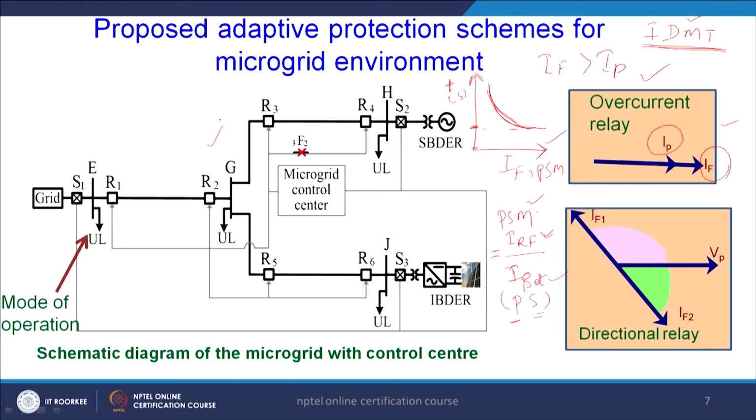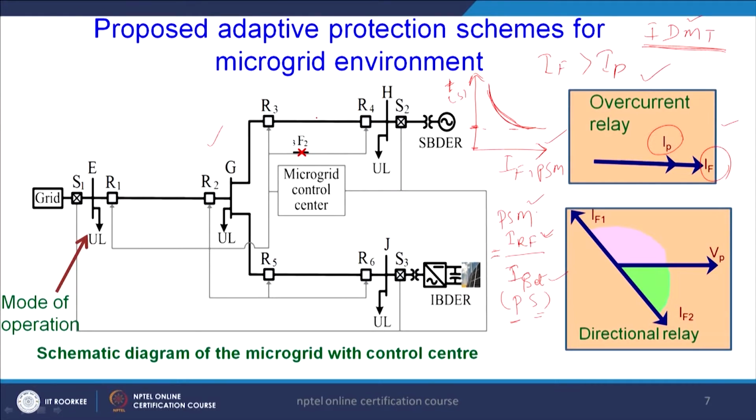But the point here, as I said from the beginning, is that if we have a microgrid system, bidirectional fault current is going to be seen by the overcurrent relay. So it may happen that some overcurrent relays, let us say there is a fault present here. Due to this fault, this particular relay R5 will see some amount of current which is going to be contributed by this particular IBDR, and the grid is also going to contribute some current.